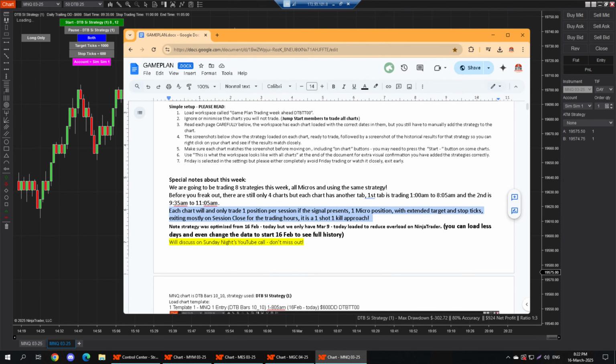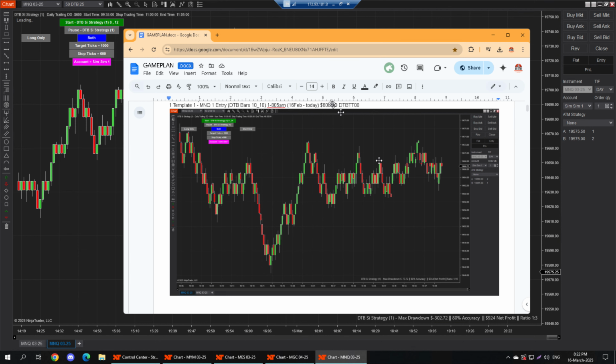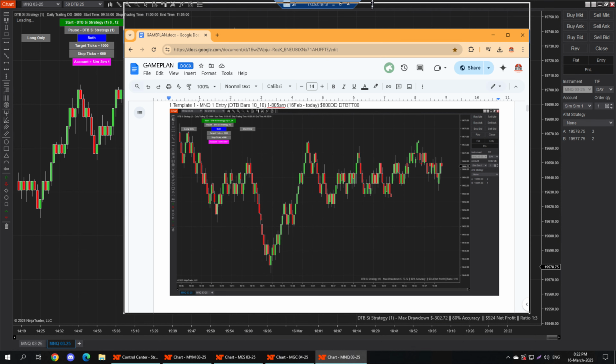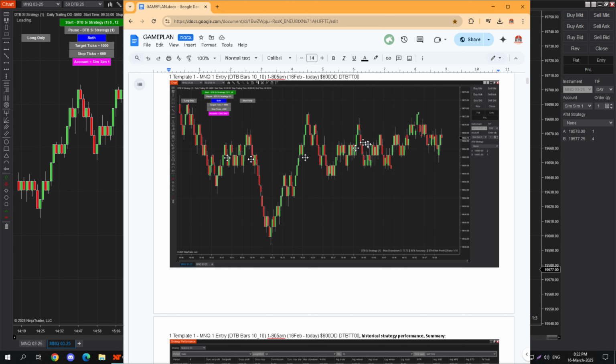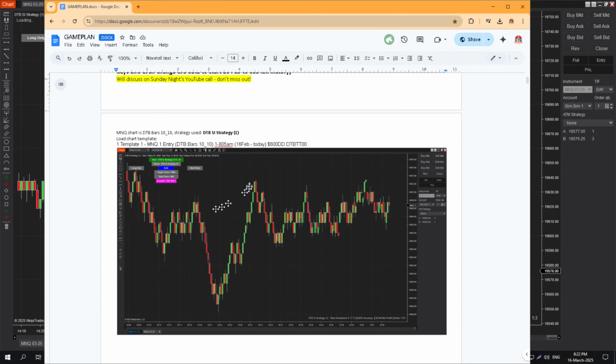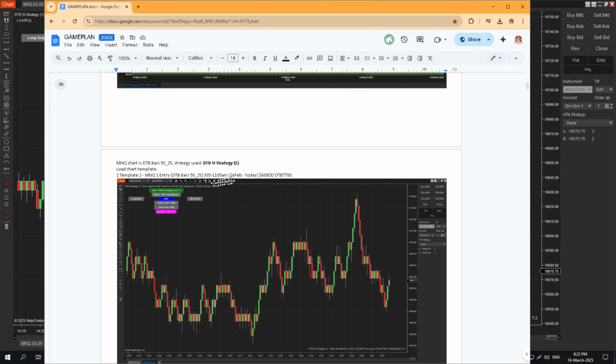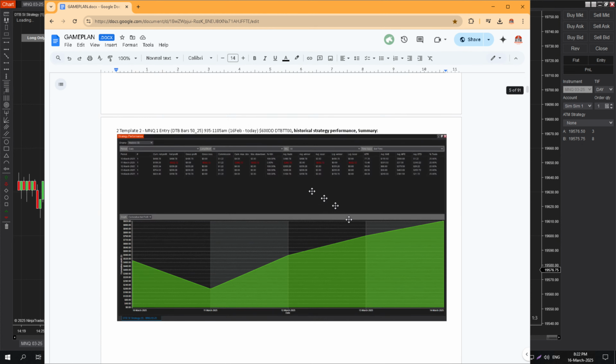Okay, so while that's loading, we might as well look at the rest of the template. So you'll see over there we've got, I'll just expand this slightly. Okay, so that's our MNQ template for the 1 to 8, and then we've got the 9:35 till 11. That's the historical results for the last few days on that.